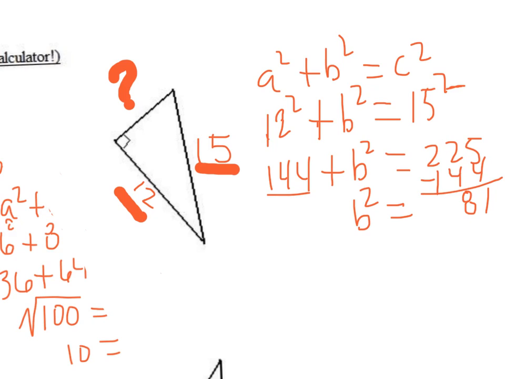And once again, what we want to do is find out the square root of b squared, and we know that's going to be b, and the square root of 81, in this case, of course, is 9. So we've just found out the length of the unknown side is 9 units. It works the same way. You're just looking for that unknown side.